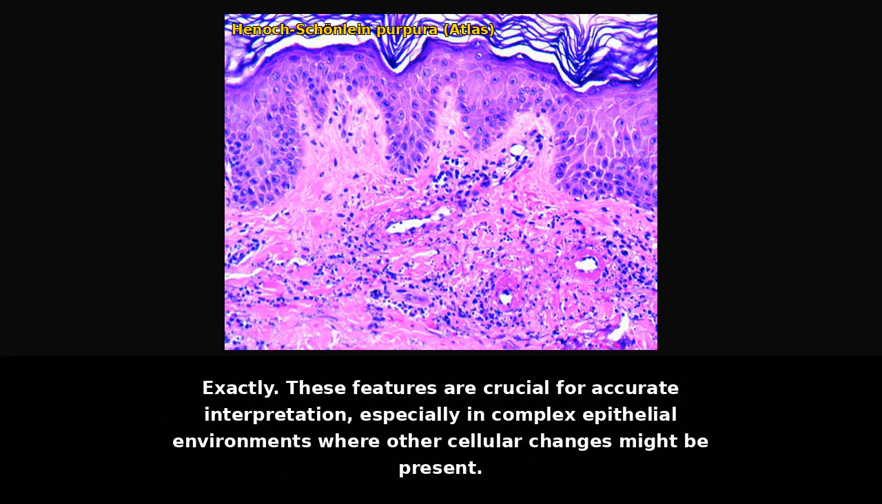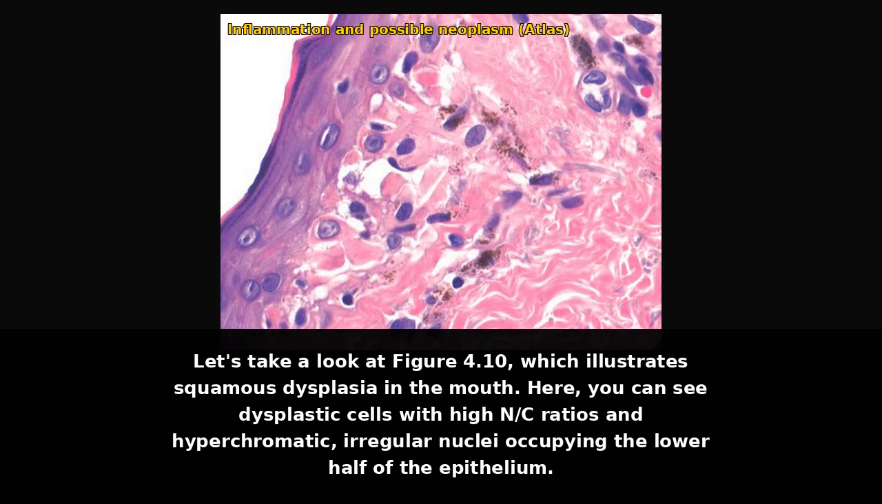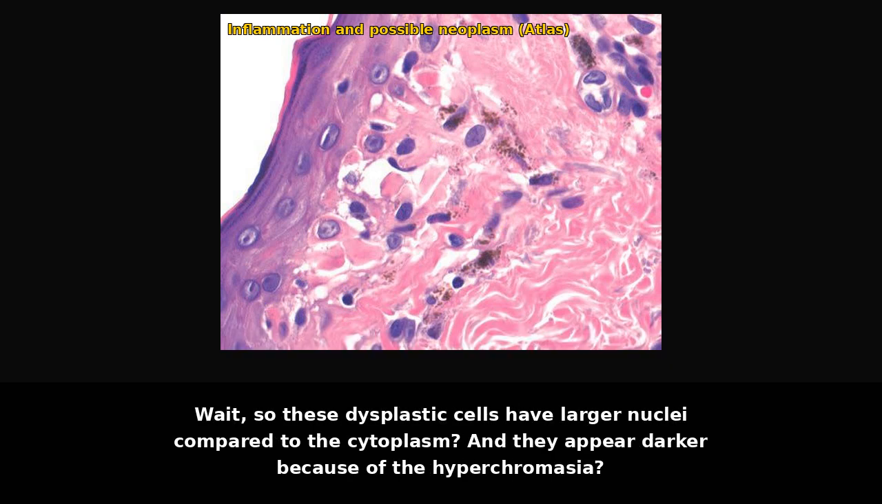Exactly. And these features are crucial for accurate interpretation, especially in complex epithelial environments where other cellular changes might be present. And let's take a look at figure 4.10, which illustrates squamous dysplasia in the mouth. Here you can see dysplastic cells with high NC ratios and hyperchromatic irregular nuclei occupying the lower half of the epithelium. Wait, so these dysplastic cells have larger nuclei compared to the cytoplasm.